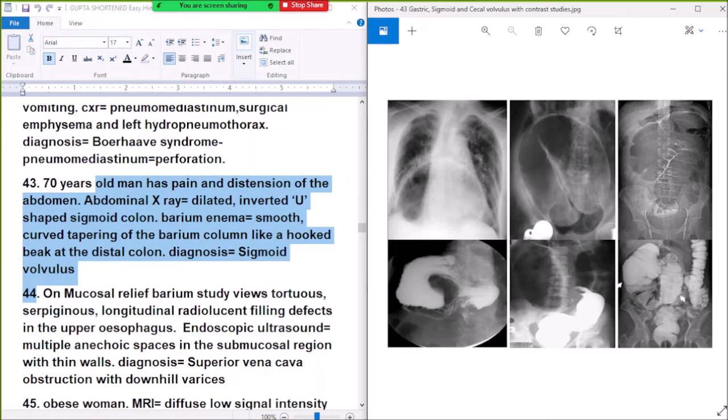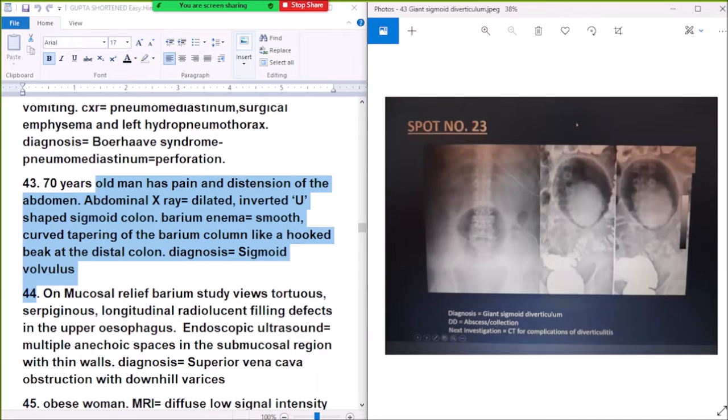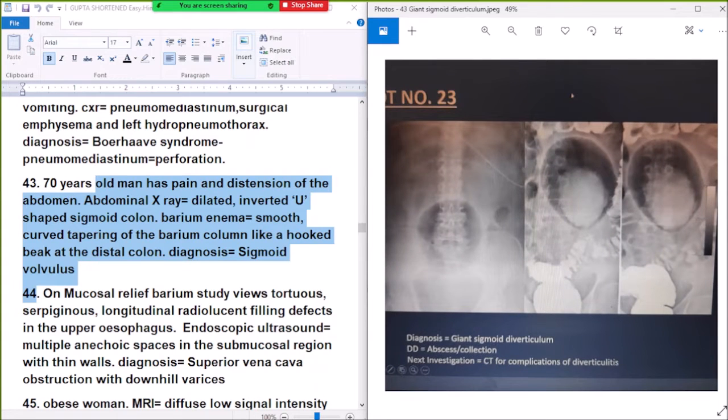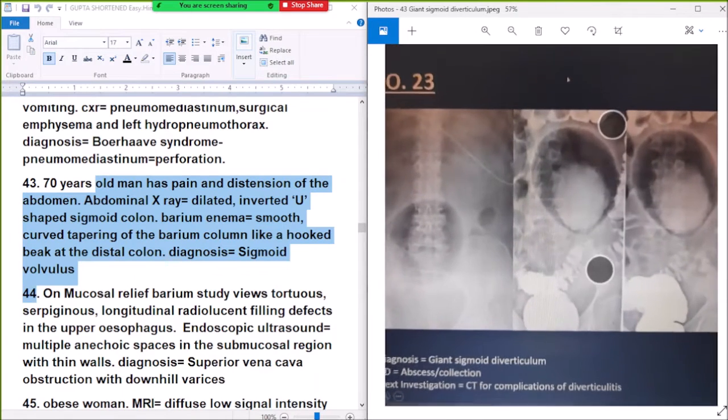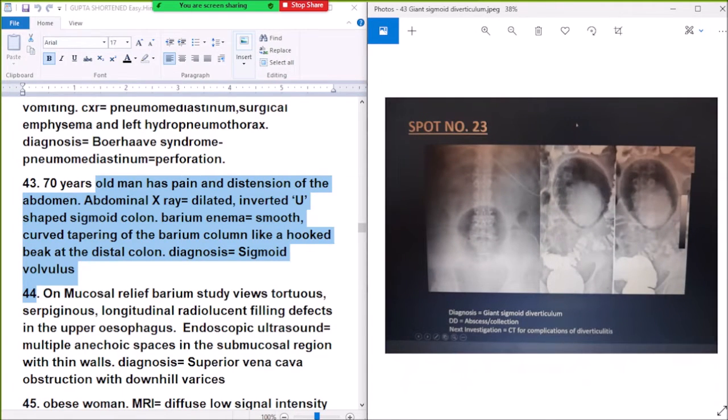Next, question number 44. Again, this is a giant sigmoid diverticulum, not volvulus, sorry. It appeared in past papers. It looks like a football sign, like a big cyst with a soft center inside, like a big volvulus, but it is a giant sigmoid diverticulum.